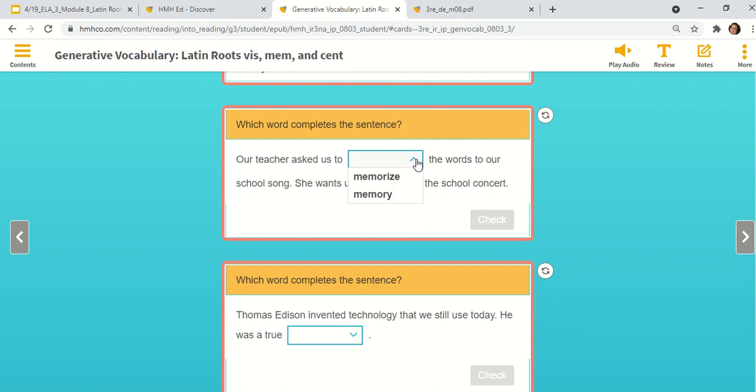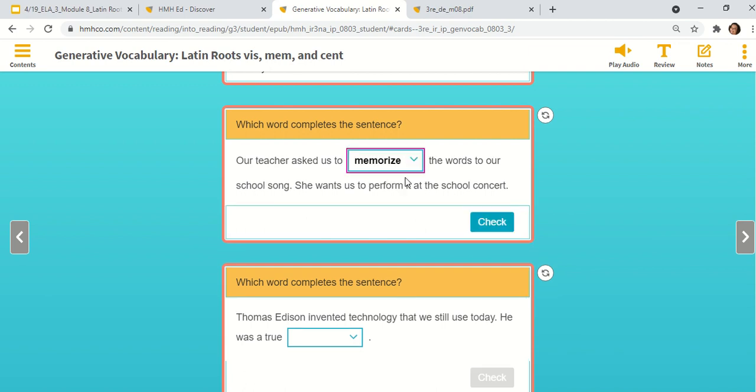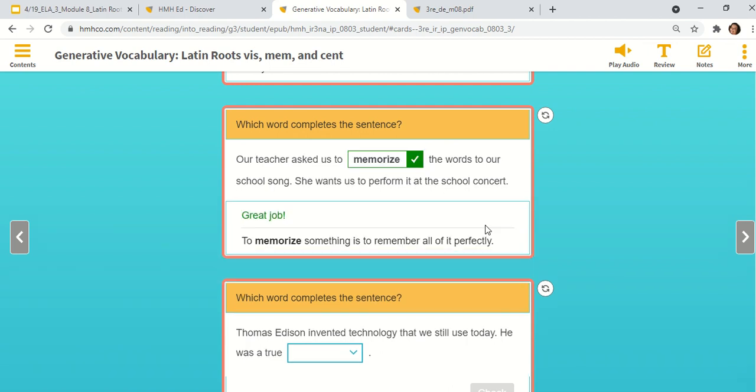So, the correct answer is memorize. Your memory is something that you have, but memorize is an actual verb. It's an action word. To memorize something is to remember all of it perfectly.